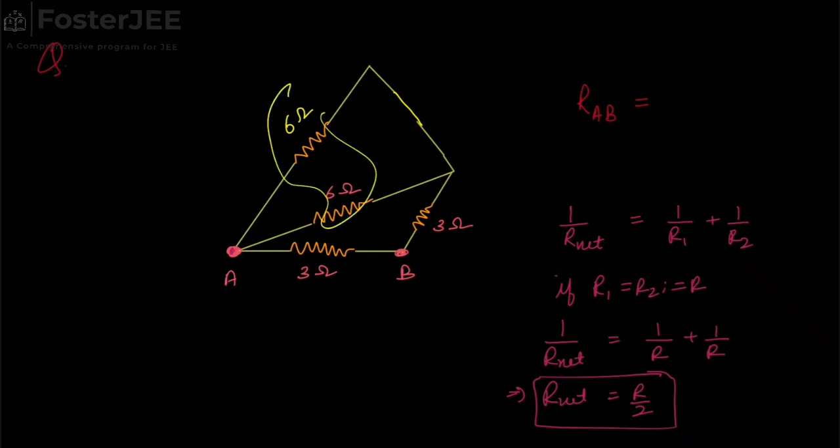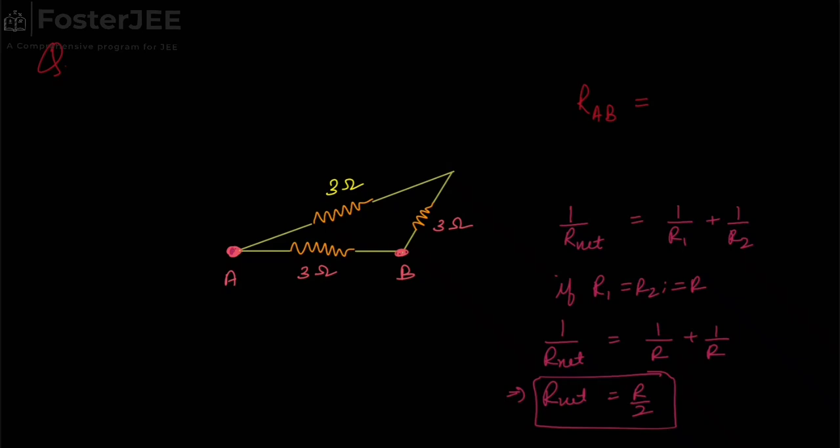Again, these two resistors are in parallel and are equal. So the net is half of one resistor, that is 3 ohm. Again, we can see these two resistors are in series. So the net resistance will be 3 plus 3, that is 6. Now we have arrived at this position. So this can be easily rewritten as, here we have one branch and here we have another branch.